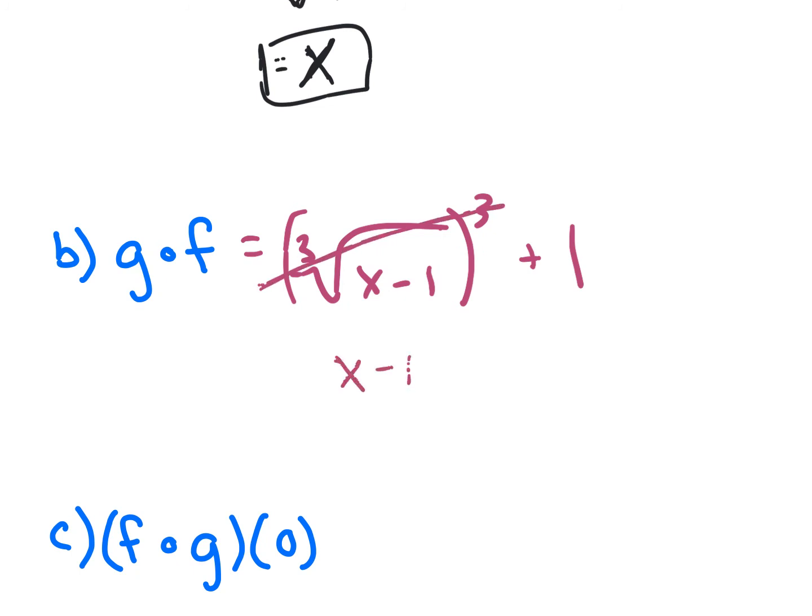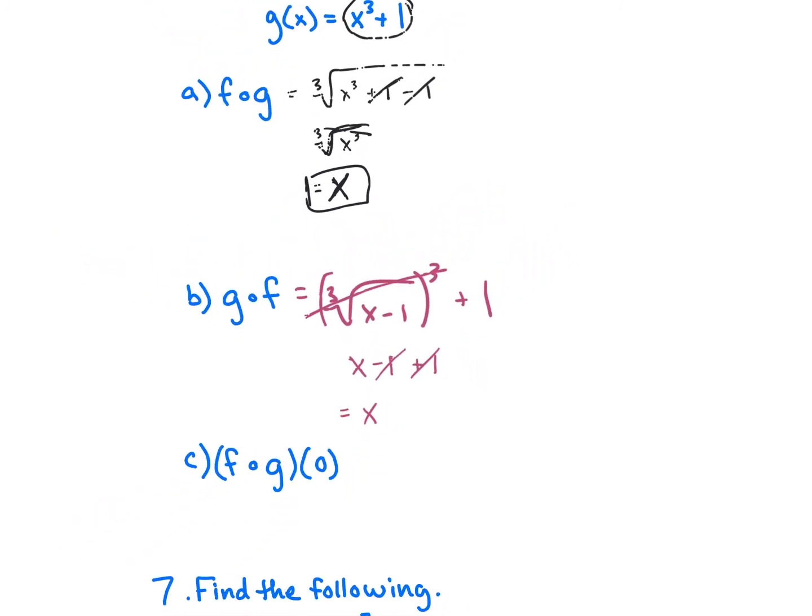Now for C, we just plug in 0 as x, right? So we plug 0 into our f of g of x, which we said was x. So if I plugged in 0, that would just be 0. So these are inverses? They are inverses of each other, because we got the same thing for f of g and g of f.